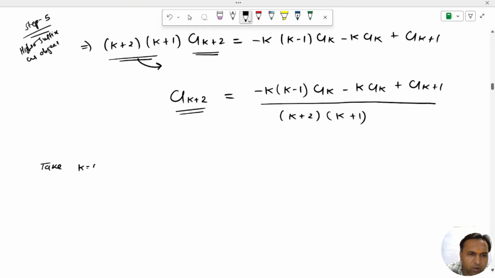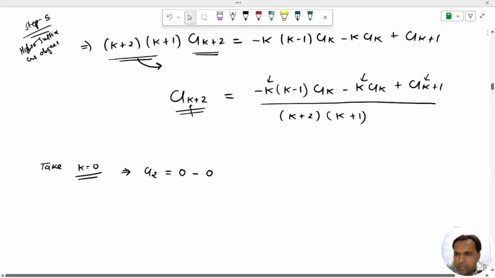Take k equal to 0. Okay. If I am taking k equal to 0, it's become a2 equal to. If I am taking k equal to 0, the whole term becomes 0, minus. If I am taking k equal to 0, it's become a0. And here if I am taking k equal to 0, it's become a1. Right? So it's become, see here, one minute.